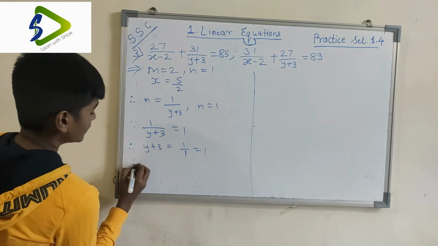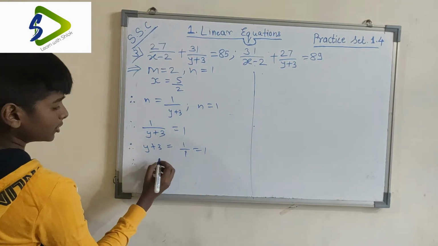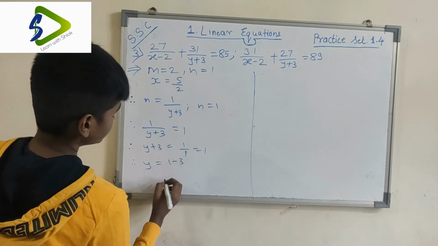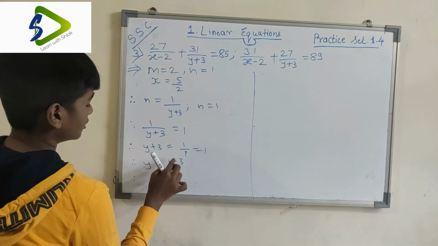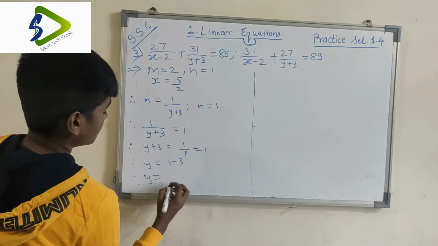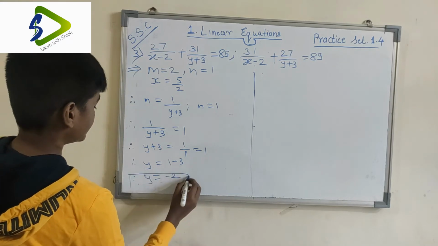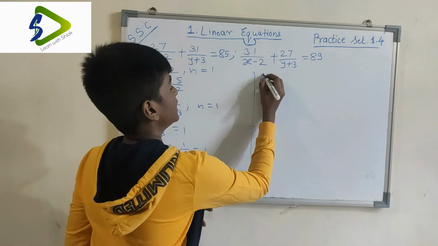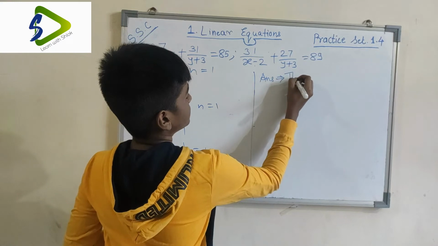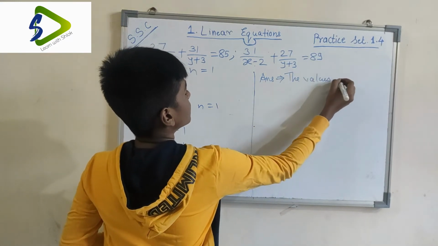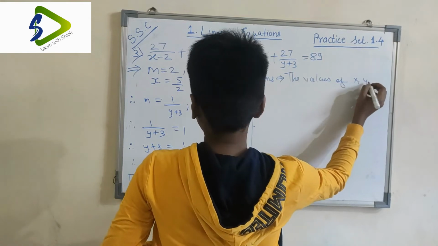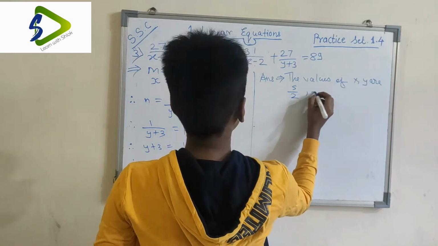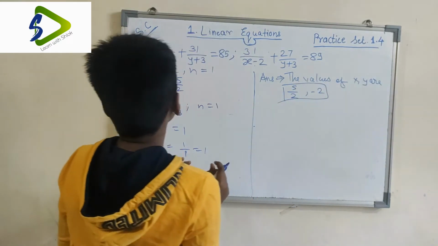Okay. So now let's take this 3 to the other side. Here it was positive, when it goes to the other side it will become negative. So y is equal to 1 minus 3, and that means y is equal to minus 2, and that is the value of y. Now we have found the value of x and the value of y. Let's write the final answer: the values of x, y are 5 by 2 and minus 2. So that is the value of x, y. So we have solved the third equation.